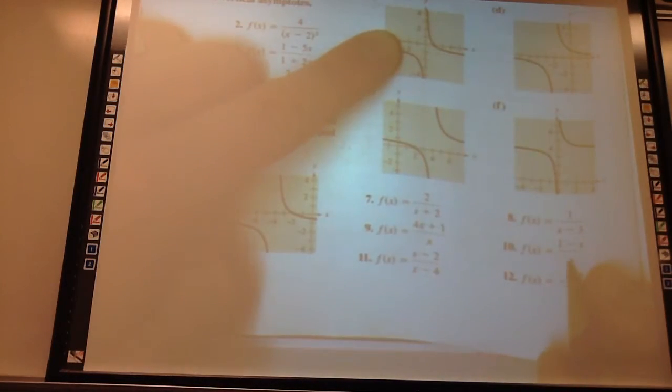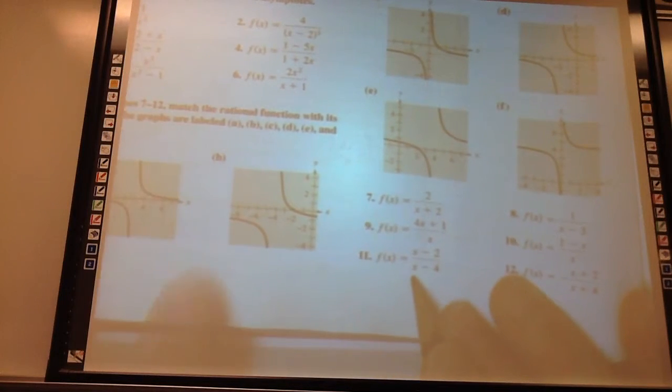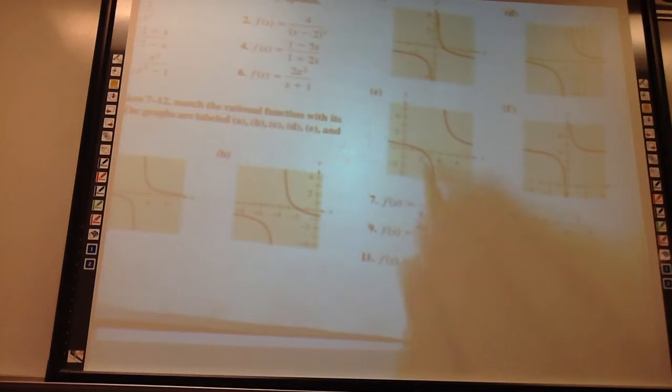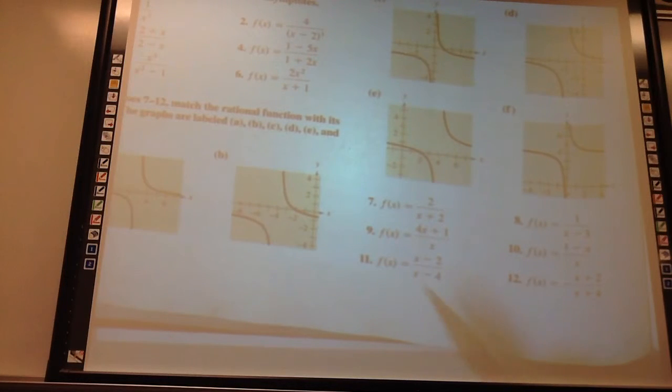Number 11 is E, A, D. And number 12 has to be B, because it's -4 on the bottom. Plugging in -4 would make the bottom 0, so it's B.